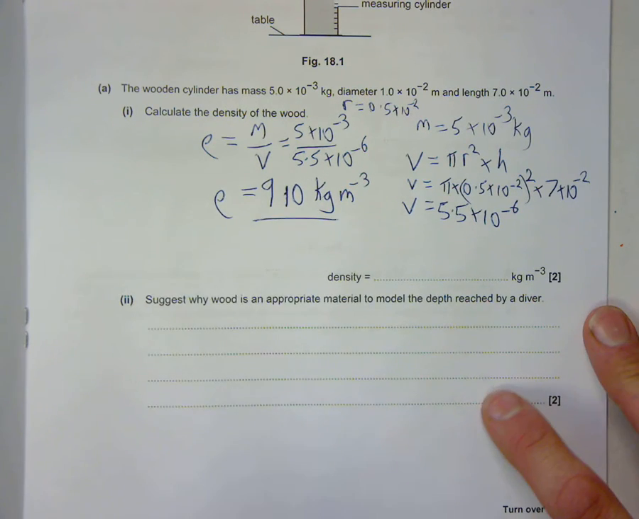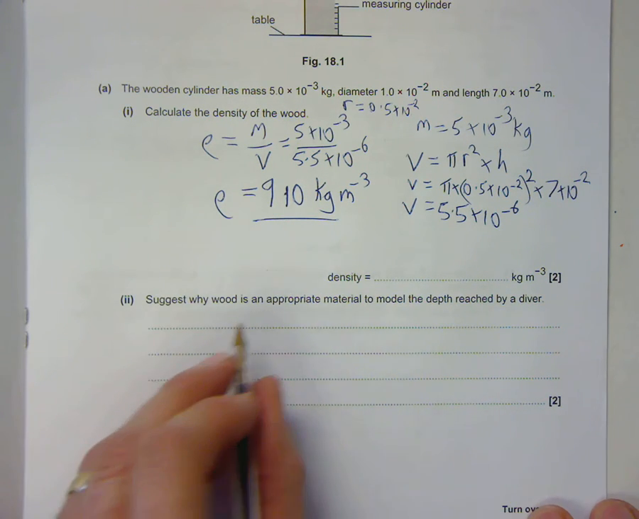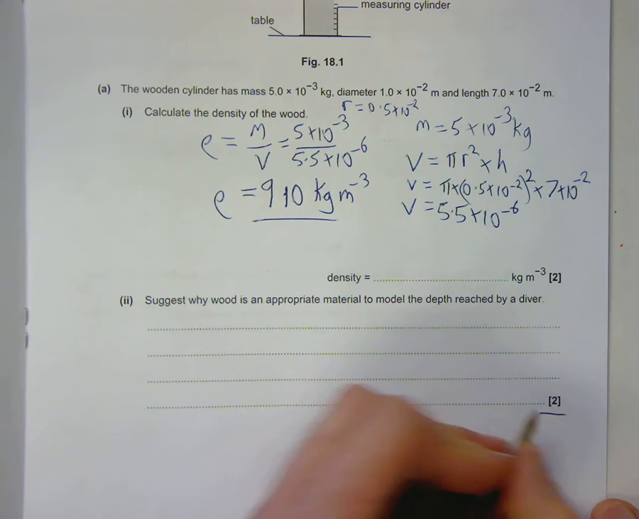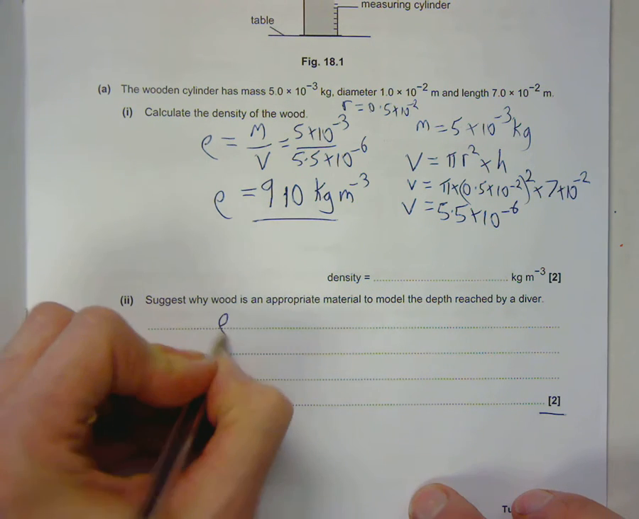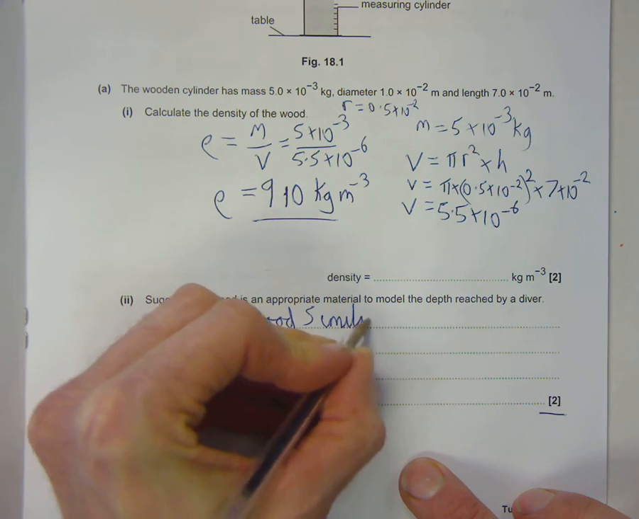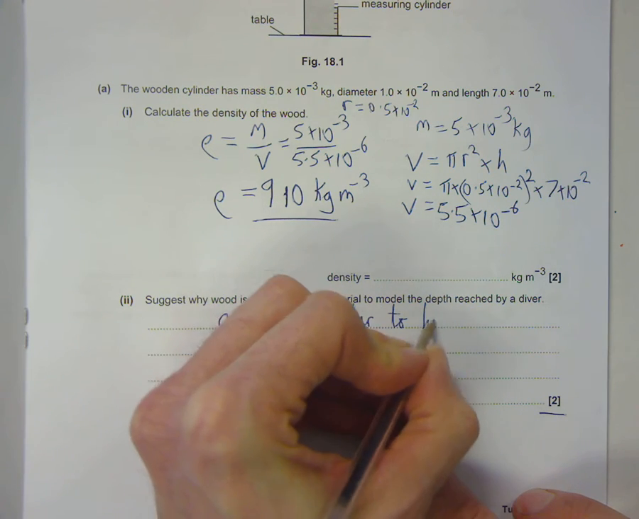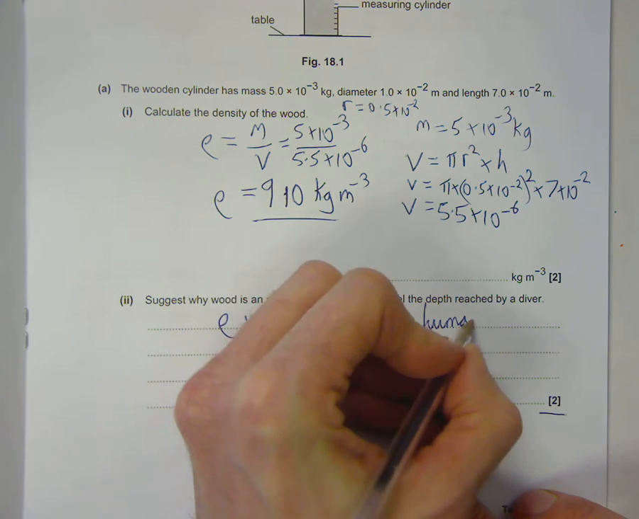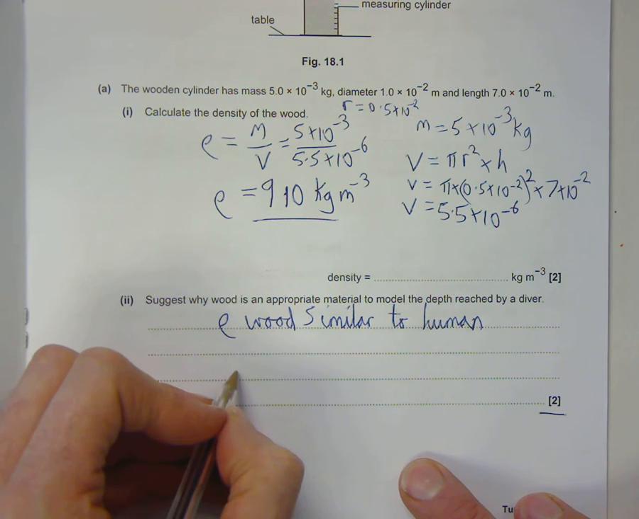Part 2. Suggest why wood is an appropriate material. Notice 2 marks. So 1, the density of wood is similar to a human. 1 mark. And secondly, why is that important?